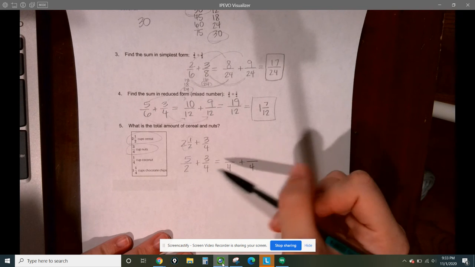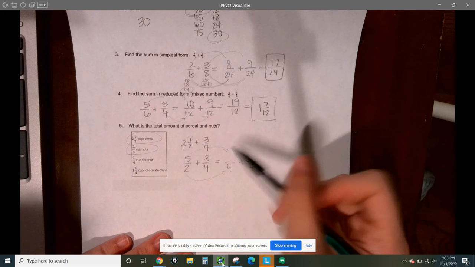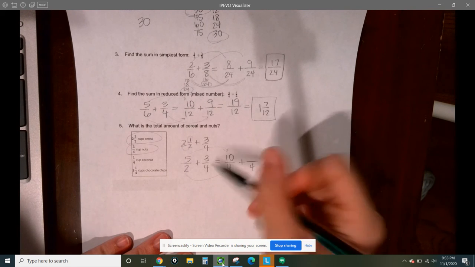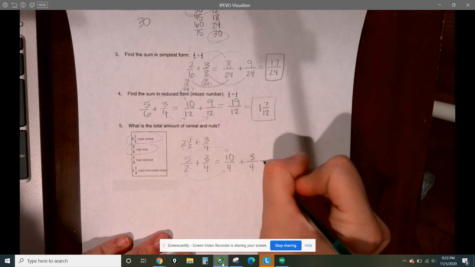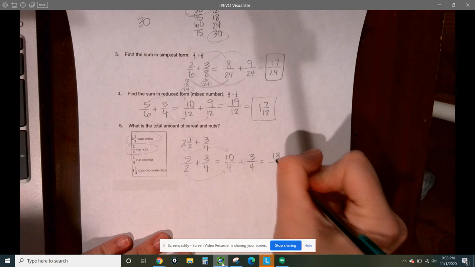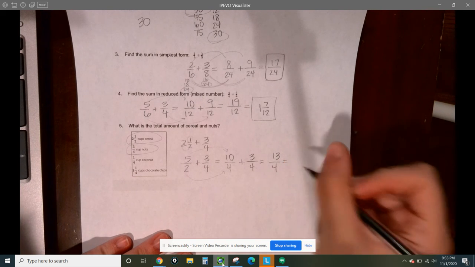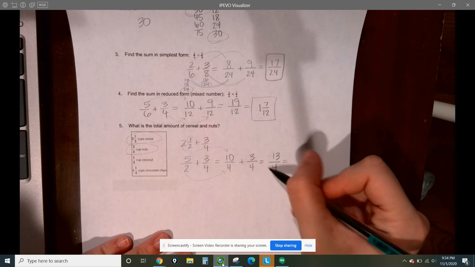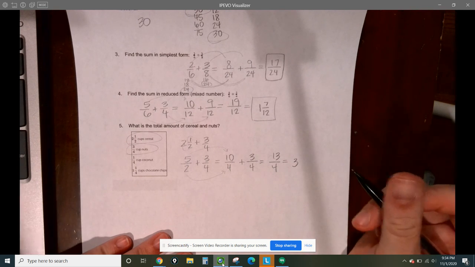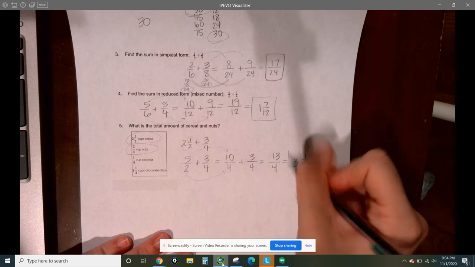So 5 halves, if I wanted to write that as fourths, I multiplied the denominator by 2, so I'm going to multiply the numerator by 2, so that's 10 fourths. The second fraction was already fourths, so I don't need to change that one at all. So 10 fourths plus 3/4 is 13 fourths. And if they want it as a mixed number, I can figure that out. How many times does 4 go into 13? It goes in 3 times, which would be 12. So there'd be 1 left over. So 3 1/4.